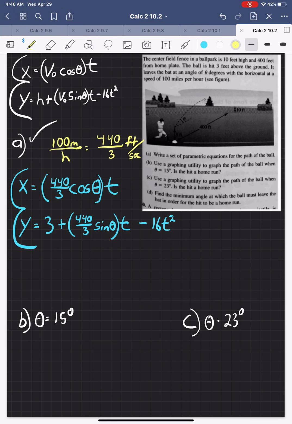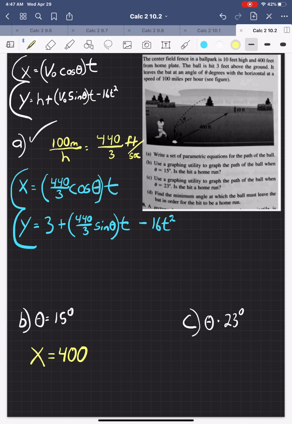And I want to make sure you understand the question. So X has to be, now we will say that this is an infinitely thin fence. So X has to be 400 for it to be a home run. Do you agree with me there? Right? Because the fence is exactly 400 feet from home plate, and we're assuming that it's infinitely thin. So X has to be 400. The horizontal distance has to be 400 for sure.